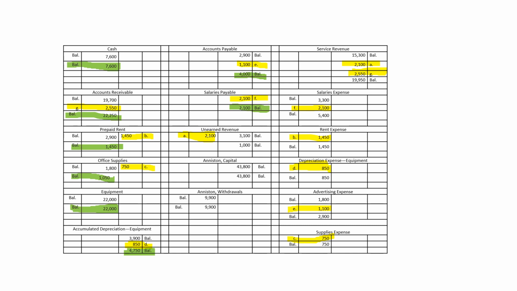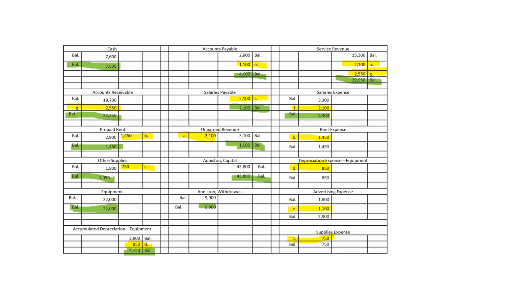Unearned revenue decreased because we provided that service, so it's down to a $1,000 balance. Capital won't change during this process, nor will your withdrawals. But look at service revenue. This really shows you, if we didn't do these adjusting journal entries on the financial statements, we would have reported $15,300 in service revenue, when in fact there was $19,950. Salaries expense, we would have reported $3,300 when there's really $5,400.